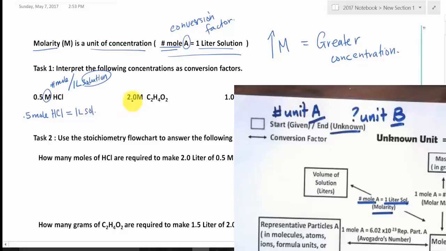How about this one? We have 2.0 molarity of acetic acid, which is C2H4O2. Looking at the molarity part, again it's equal to the number of moles divided by 1 liter of solution. So if it's 2 molarity of this, we're going to have 2.0 moles of C2H4O2 equal to how many liters of solution? Always equal to 1 liter of solution.